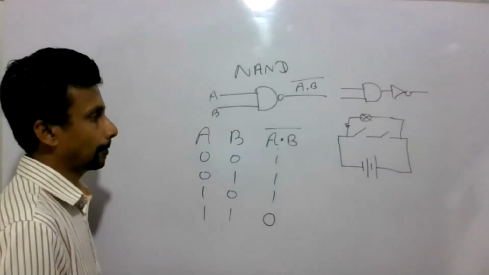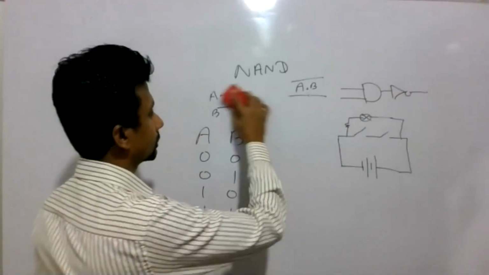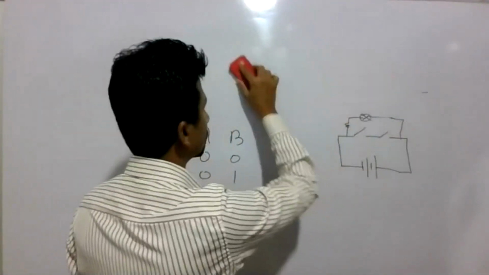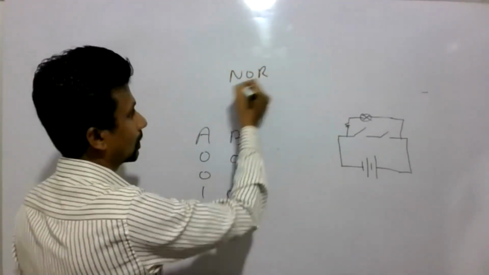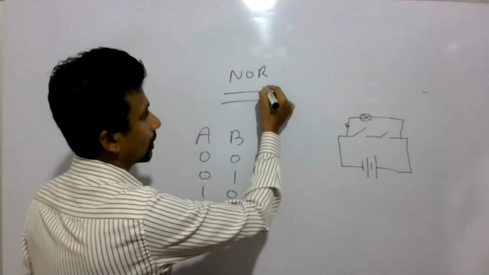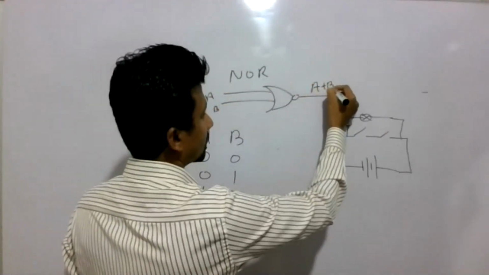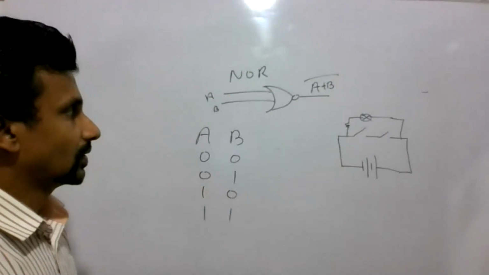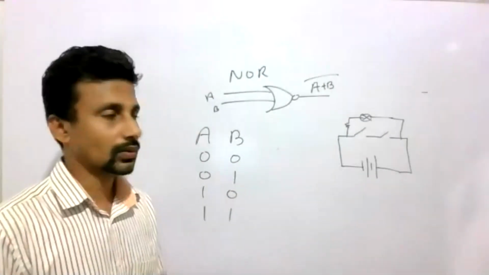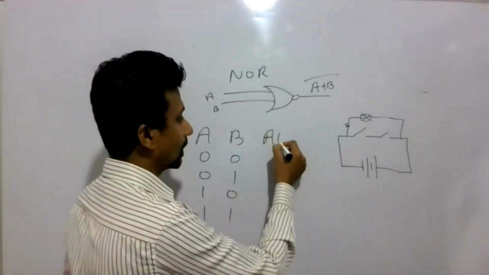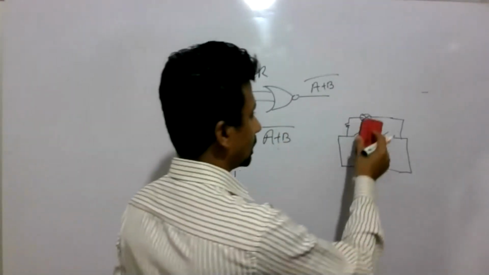Then I'll go to the final one, the NOR gate. It's like this. A plus B dash, that is also a combination of OR and NOT gate. That's the combination of OR and NOT gate, right? So I'll write A plus B dash. So here the circuit will look like this.